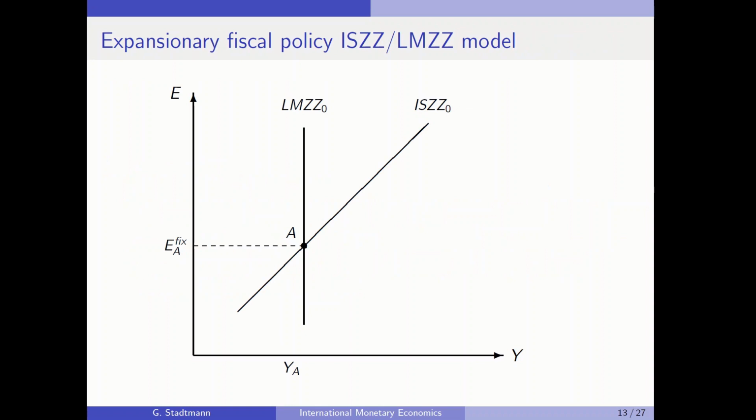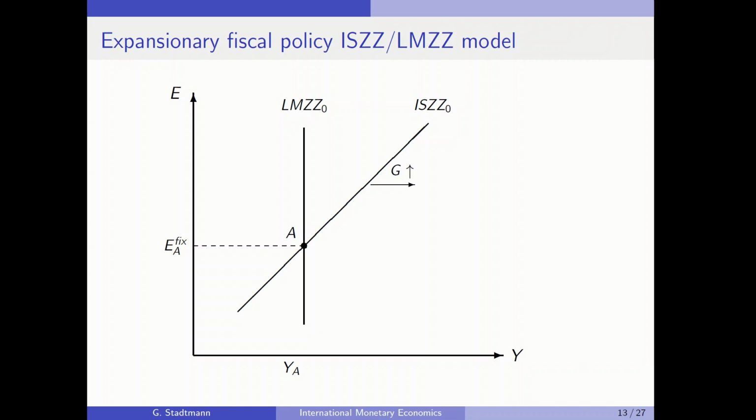Let's check whether fiscal policy is an option. Once more, we are in the initial equilibrium. In scenario A, the exchange rate is fixed. And in the first step, we want to find out how this shock is digested in a floating exchange rate system, so that we know what kind of tendency exists on the foreign exchange market, whether there is appreciation or depreciation pressure for the domestic currency.